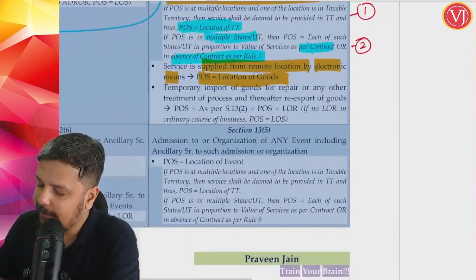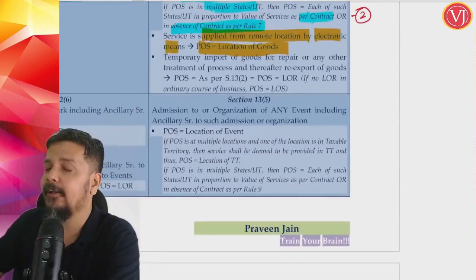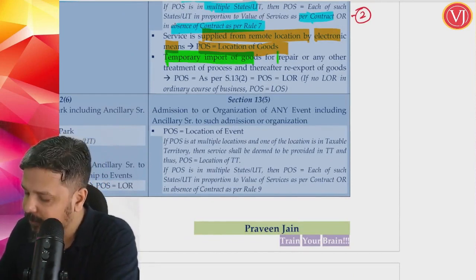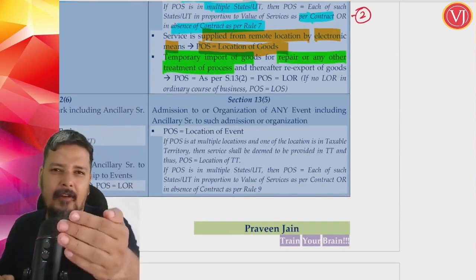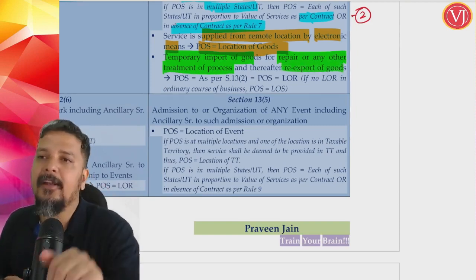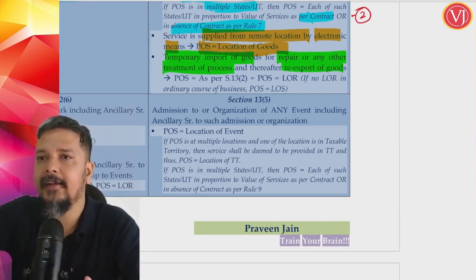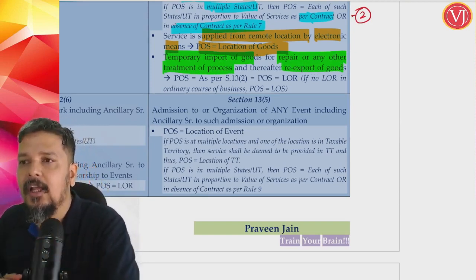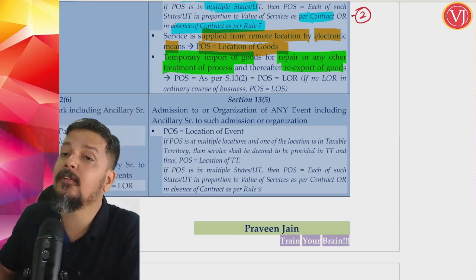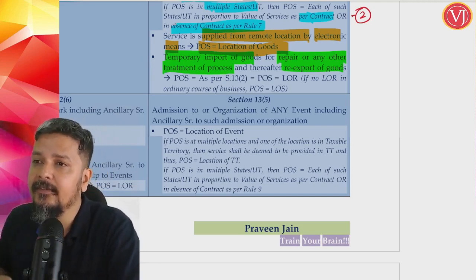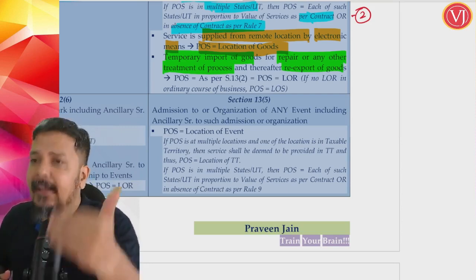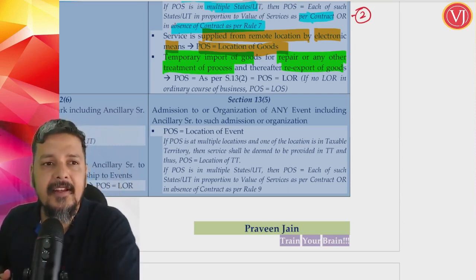Right. And the last scenario, because they want it to be treated as export: the goods are temporarily imported in India for repair or any other treatment or process, which means you are importing in India, doing some work, and re-exporting. See, normally speaking, when you import, work and re-export, where was the work done? Where was the performance done? The performance is done in India. This is one of the favorite questions of ICAI. If you look at this entire transaction, it is very clear that the location of supplier is in India.